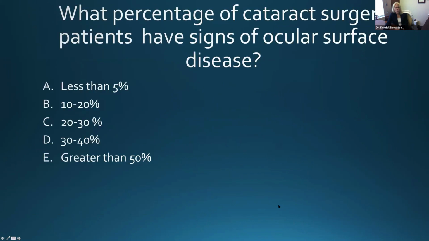So let's go back to the questions we started with, and let's see what everyone thinks at this point in time. Our first question: what percentage of cataract surgery patients have signs of ocular surface disease? So we read these before. Is it less than 5%, 10 to 20%, 20 to 30, 30 to 40, or E, greater than 50% of patients presenting for cataract surgery? Okay, so still they're saying 10 to 20%, but it really is greater than 50% have some form of ocular surface disease, and that's been shown in several studies now.